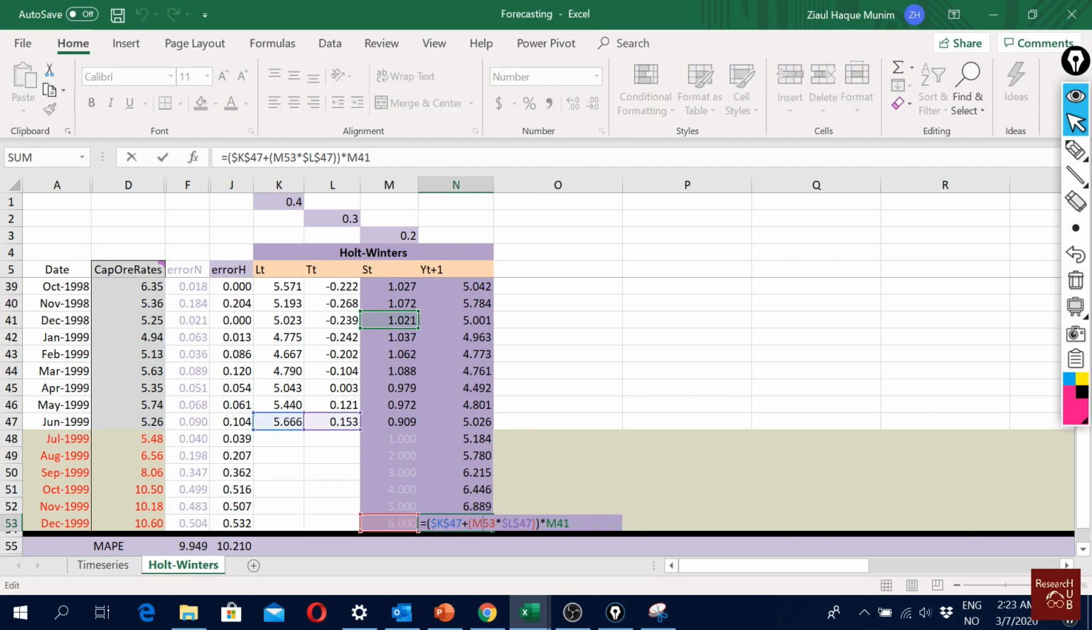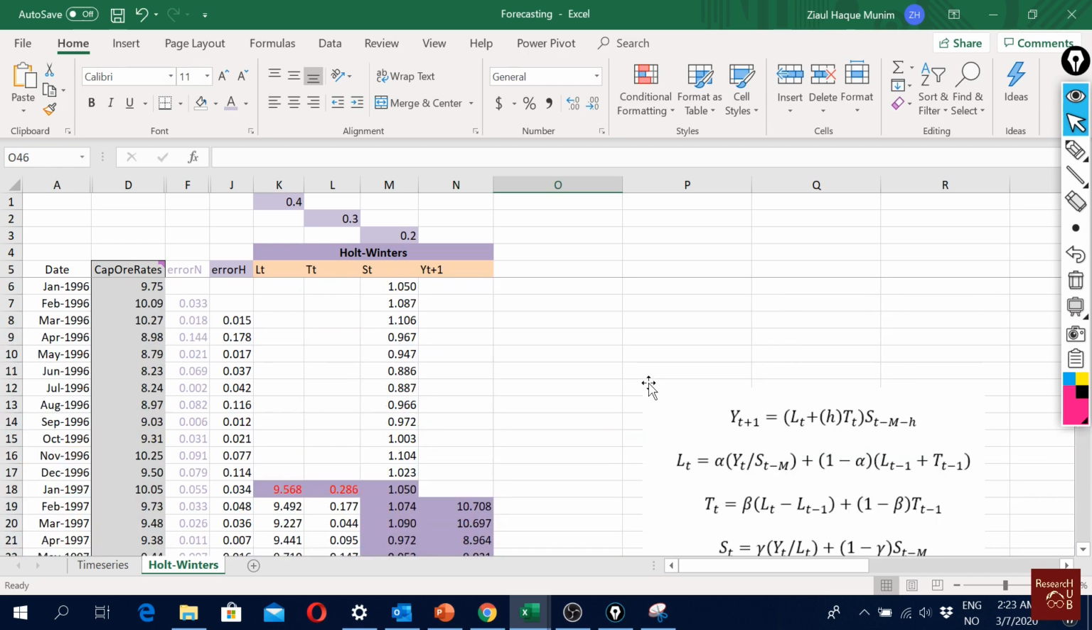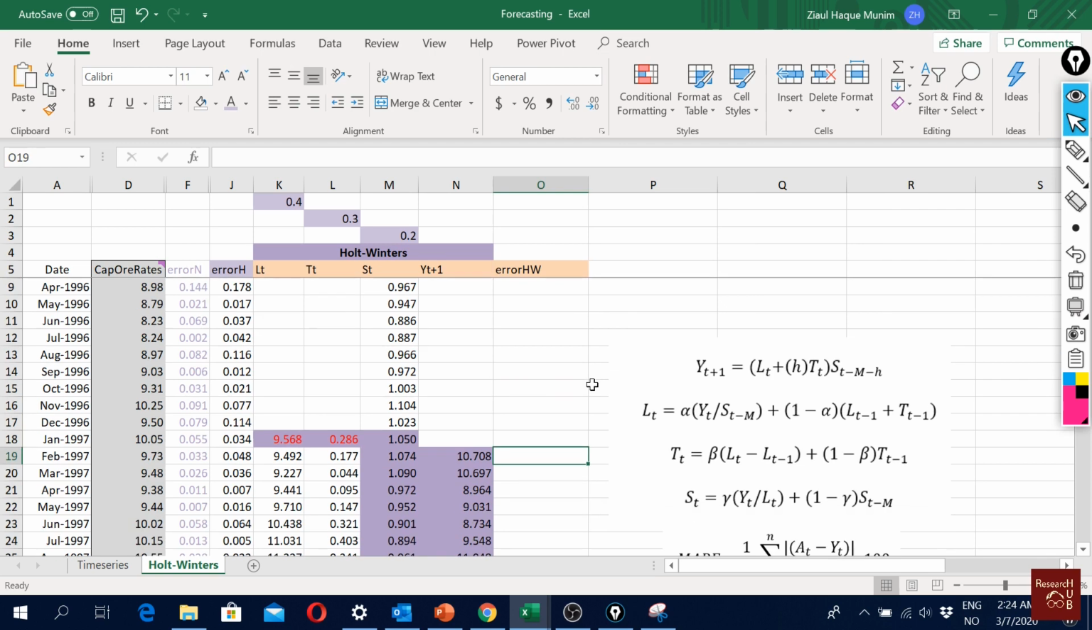And just to double check, it works fine. Yeah, I'm in December. I'm using the season of December and these two values. So it works pretty good now. So now we should calculate the error. Error of Holt-Winters. And we will again do the MAPE calculation as we were doing before.